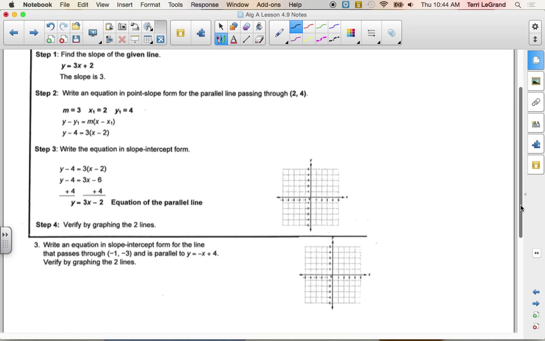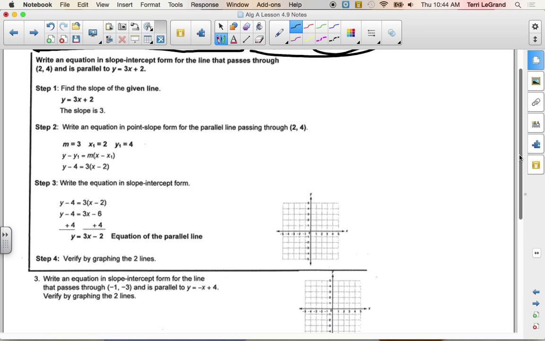So in this first one here, this is our example one. Write an equation in slope-intercept form for the line that passes through, here's our given point. It has to go through that point. Let's go put that point in our graph down here right now. It has to pass through ordered pair (2, 4). So go ahead and put that right on the graph. We have to get a line to go through that point that will be parallel to this line right here. It has to be parallel to that line.